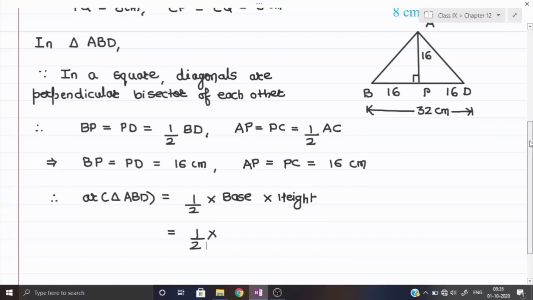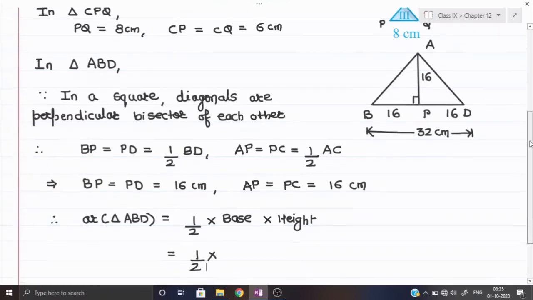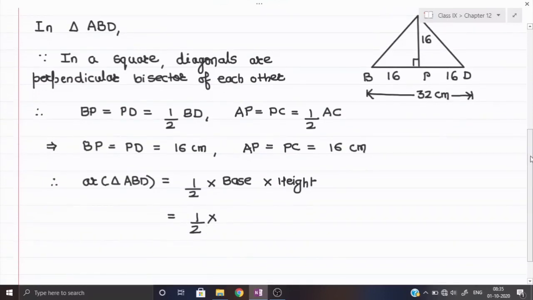In the triangle ABD, AP is perpendicular, so AP can be considered as a height and AP is perpendicular on side BD. So BD value we have here 32 centimeter. Remember, don't take the value BP here, because if you take BP then you will be calculating the area of triangle APB while we require the area of triangle ABD. So here we shall take the height as AP and base as BD. So 1/2 into BD into AP.